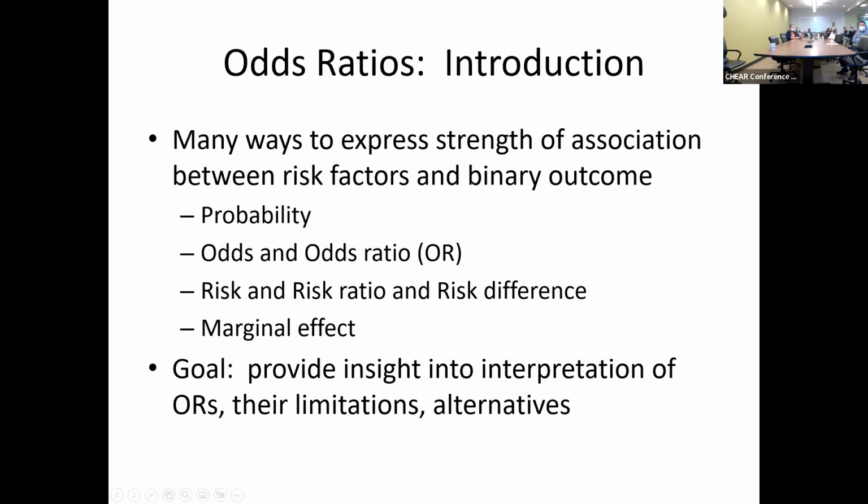Okay. So there are many ways to express the strength of association between some outcome and risk factors. We can express them in terms of probabilities, odds or odds ratios, risk ratios, risk differences, marginal effects. And so my goal today is to try and provide some insight into the interpretation of odds ratios and their limitations and some alternatives. I'm mostly going to talk about odds ratios.